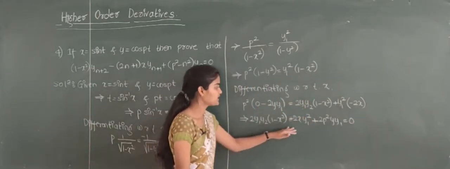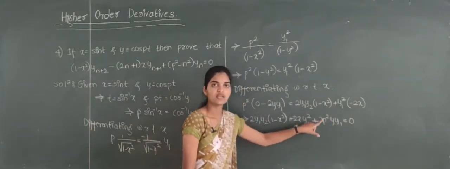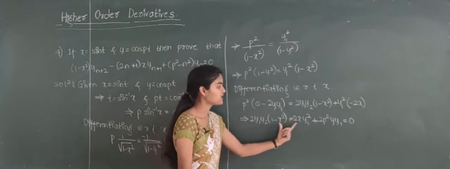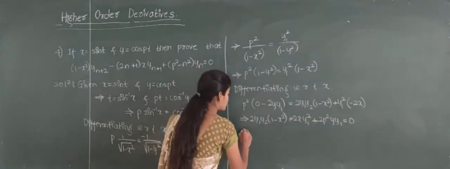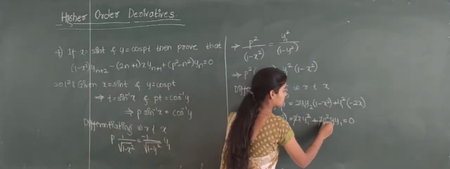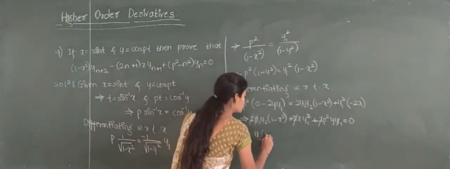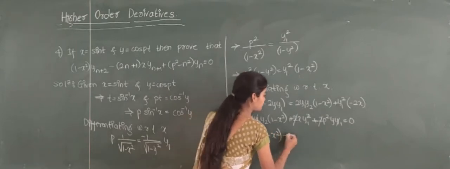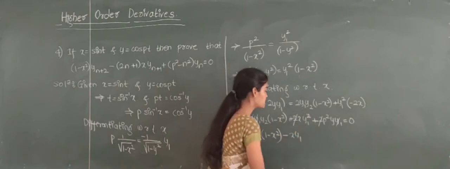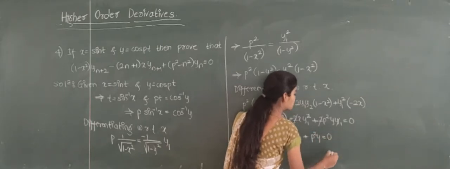So let us check here, in every term 2y1 is there. So we can take it as common, and as 2y1 is not equal to 0, I can write the remaining term is 0. Otherwise you can just cancel 2y1, 2y1 and 2y1. What will be the remaining terms? Yes, y2 into 1 minus x square minus x y1. Here one y1 is cancelled, so the remaining is x y1 plus p square y is equal to 0.